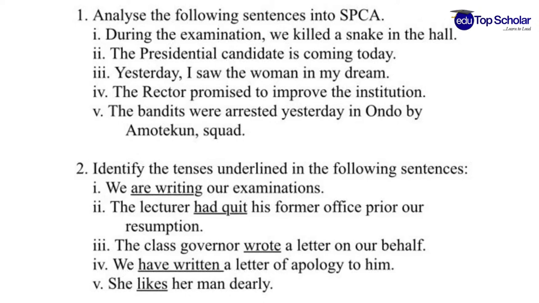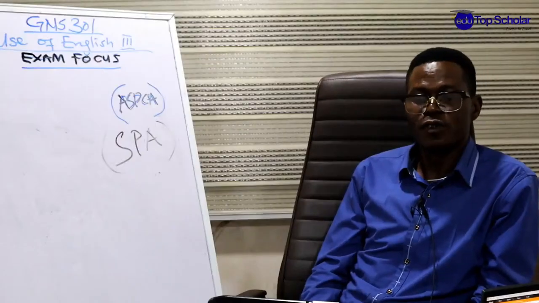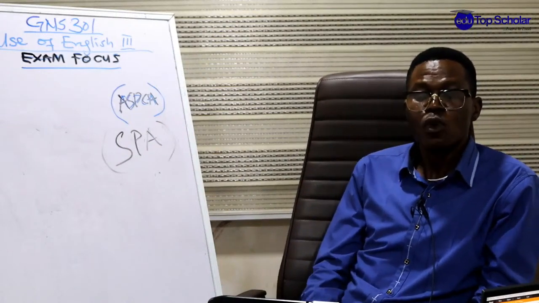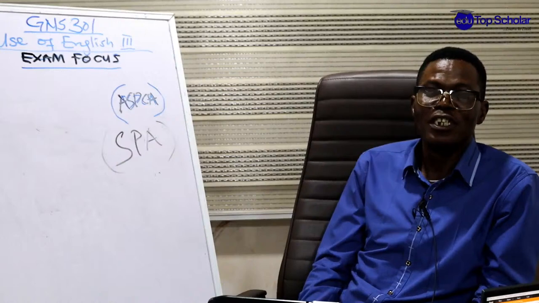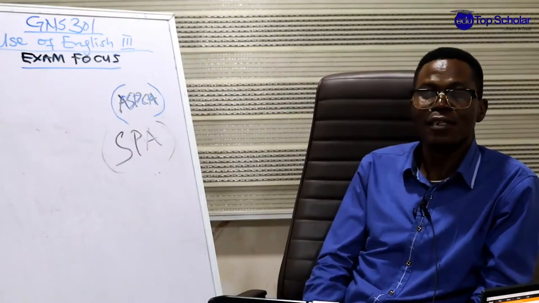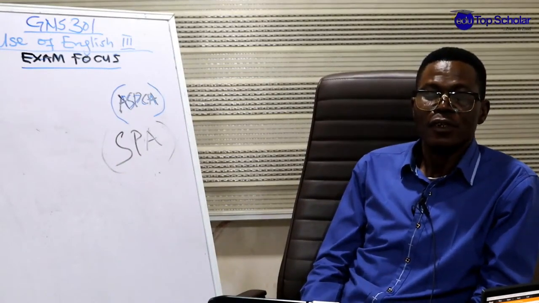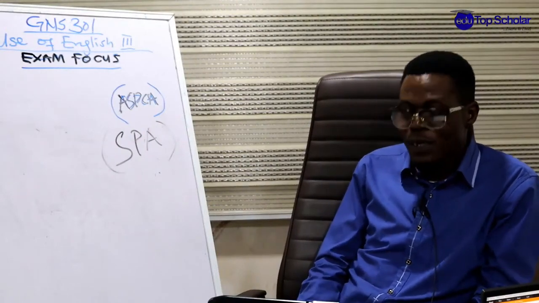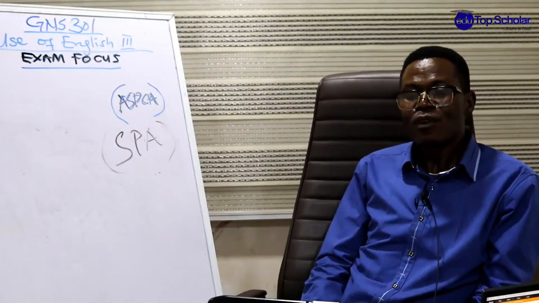I was trying to explain the other time that by Amotekun Squad, in a passive voice sentence, we call it the by phrase. For example, when you say John loves Mary, if you change it to passive voice, you say Mary was loved by John. Mary has become the subject of the sentence because we are mentioning Mary at the beginning. So the by phrase, by John, has become an adjunct because of the preposition by.